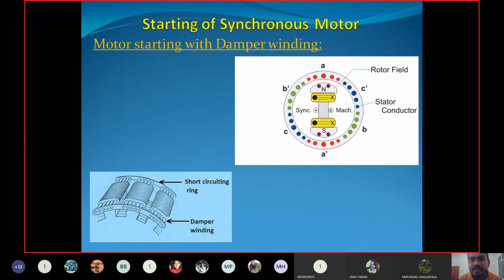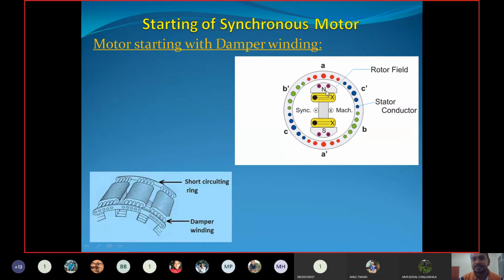So slots are made in the pole shoe, and copper bars are placed in this pole shoe, and these copper bars are short circuited on both sides by copper ring. And this winding is known as the damper winding. So what happens when the three-phase supply is given to the stator winding, a rotating magnetic field is produced which rotates at synchronous speed in the clockwise direction.